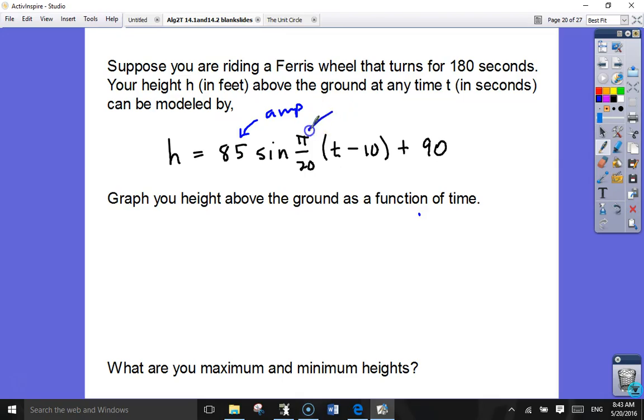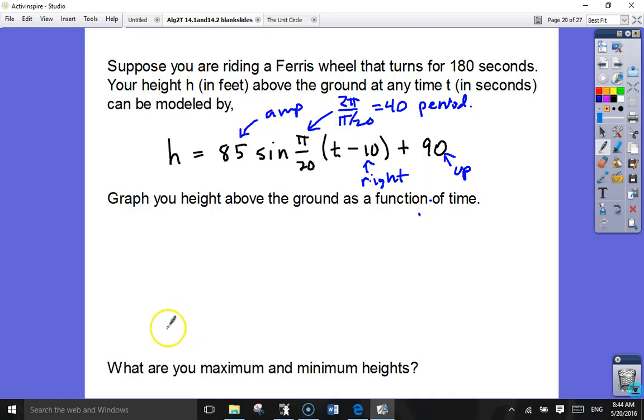Okay, what is this telling us, this pi over 20? It's telling us something about the period, right? If that's not the period, you've got to do 2 pi divided by pi over 20, which is 40. That's the period. Okay, what's the minus 10 doing? Right 10. And what about the plus 90? Up.